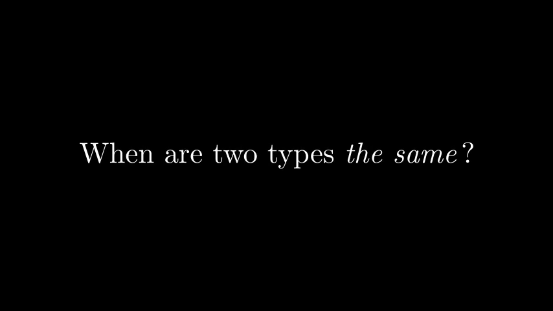Here's a question. When are two types really the same? The natural numbers can be built from Peano's zero and successor, or written as strings of binary digits. These are two genuinely different data types, yet nobody hesitates to call both the natural numbers.